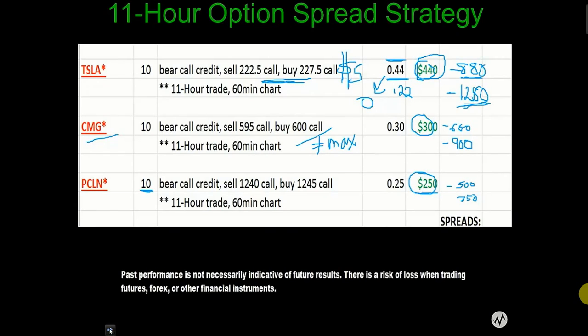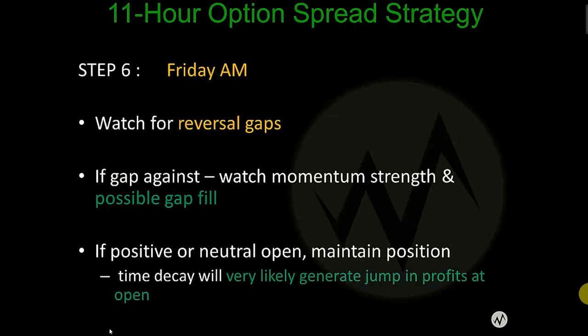All right, so the next step. Yes, you can scale out too, but I don't want to make it too complicated. This is all happening noon on Thursday. All right, so you've gone through Thursday afternoon, nothing happens. Friday morning, what do you do? What's the most important thing?